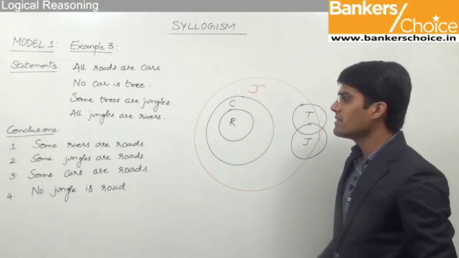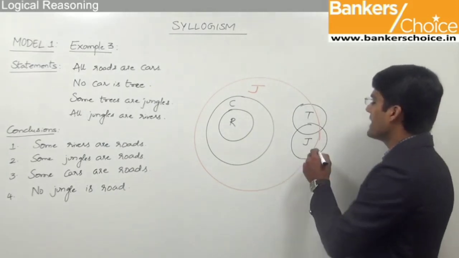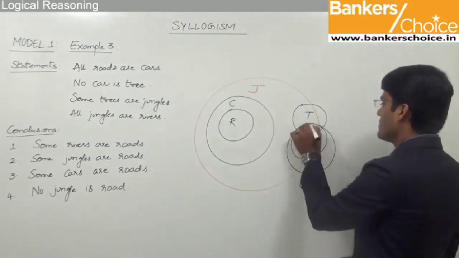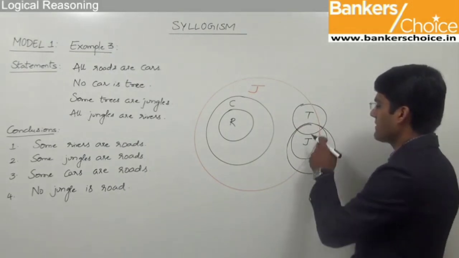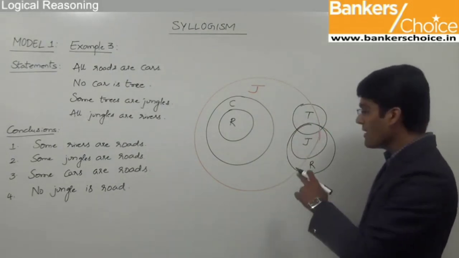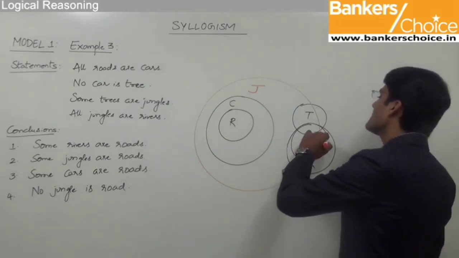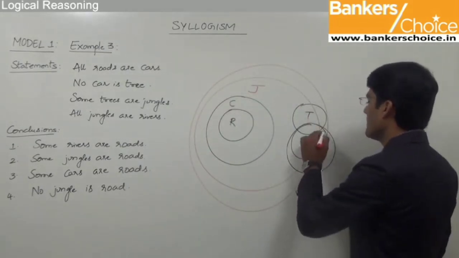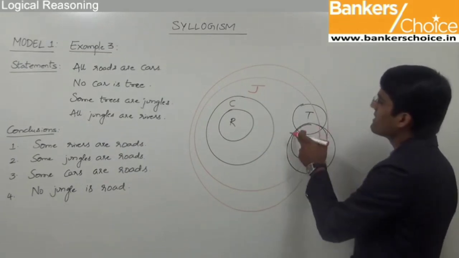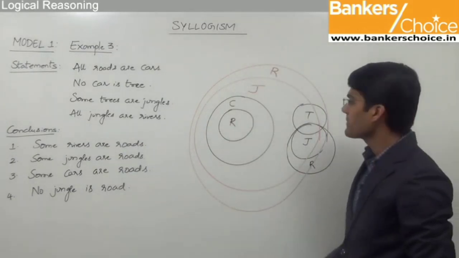And the last statement here is all jungles are rivers. So all jungles are rivers as per the basic diagram can be taken as shown here. All the jungles are rivers. Why? Because all the jungles here are inside the rivers. But again, if we try to draw rivers in some other way, we can take it as shown. Because all the jungles are rivers, rivers can be shown with a red circle. So here we find that all the jungles are inside this rivers, which is shown by the red circle.